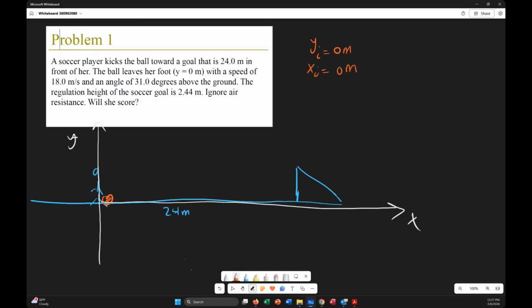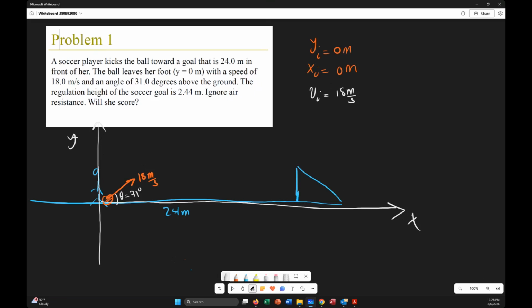And it's telling us that the ball is kicked with a speed of 18 meters per second and at an angle of 31 degrees. So it means that the ball is not going to move horizontally, and it's not going to go like a free fall. It's like a projectile. It does have 18 meters per second, but at what angle? The angle theta is 31 degrees. So the initial velocity is 18 meters per second, the magnitude.